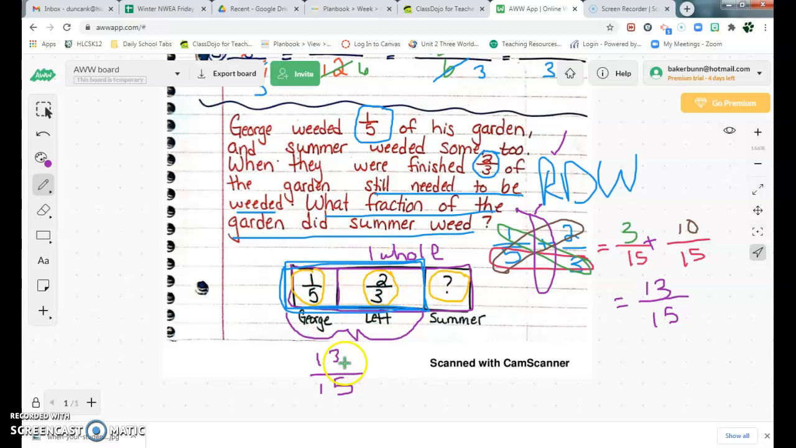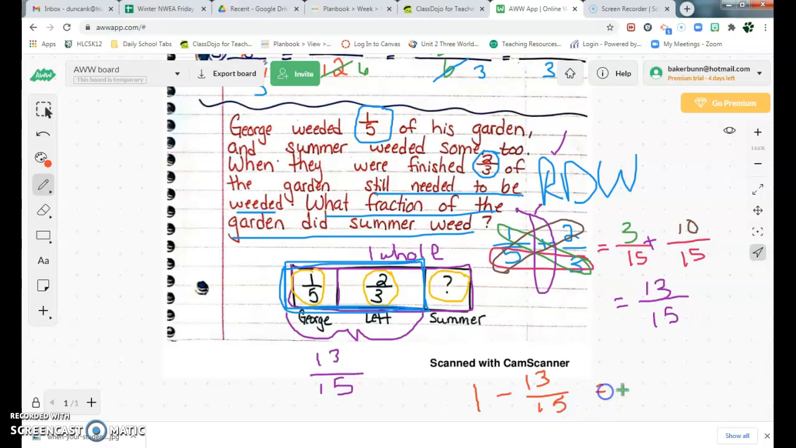Now I know that this, in addition to what Summer weeded, is going to get me one whole. So I'm going to take one whole and I'm going to subtract 13/15 from it, because that's going to get me what Summer weeded. So I have one whole minus 13/15.